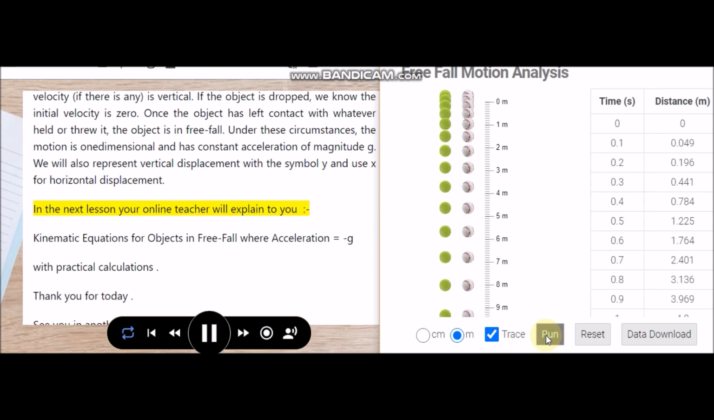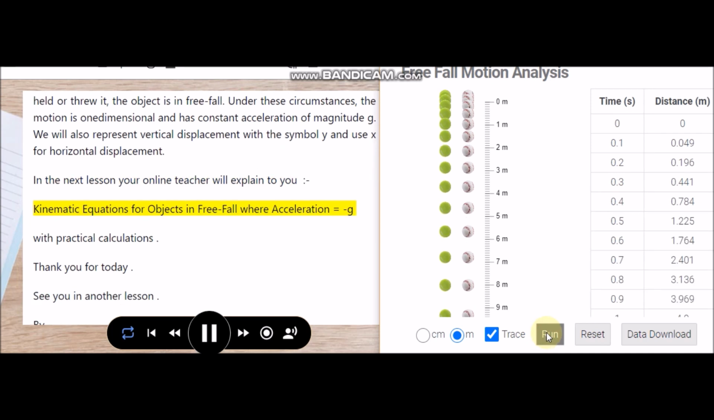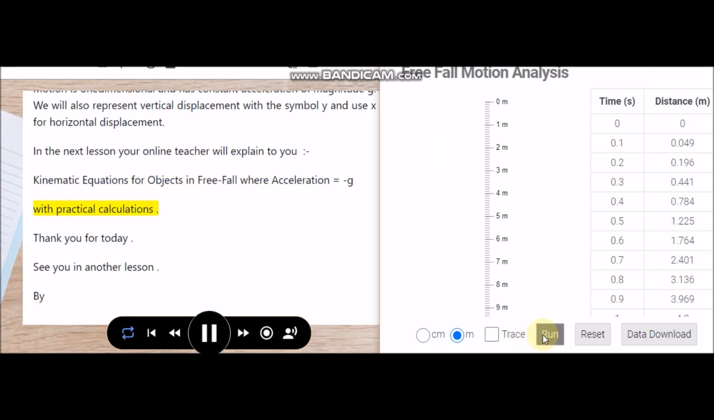In the next lesson your online teacher will explain to you kinematic equations for objects in free fall where acceleration equals g, with practical calculations.